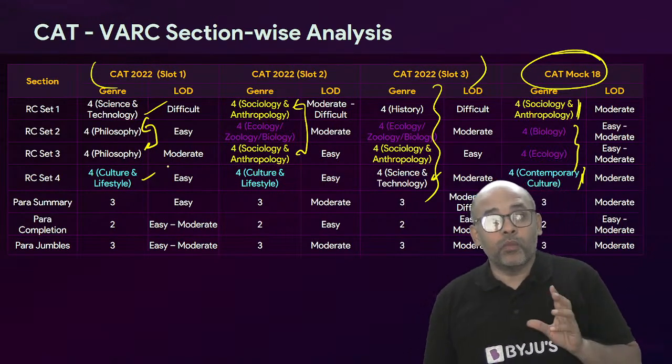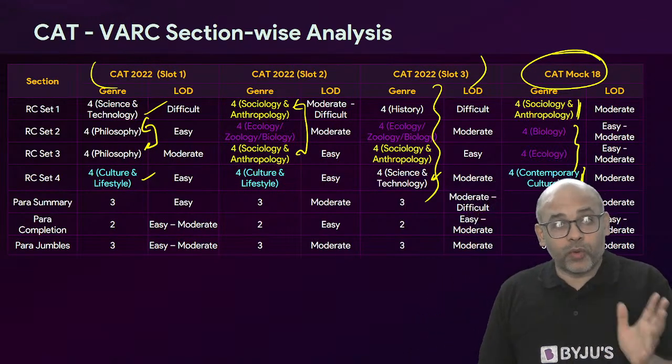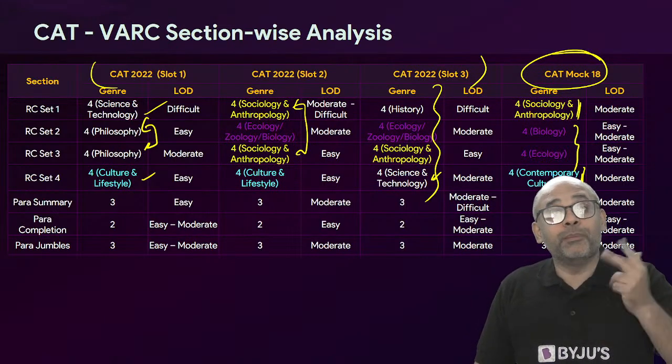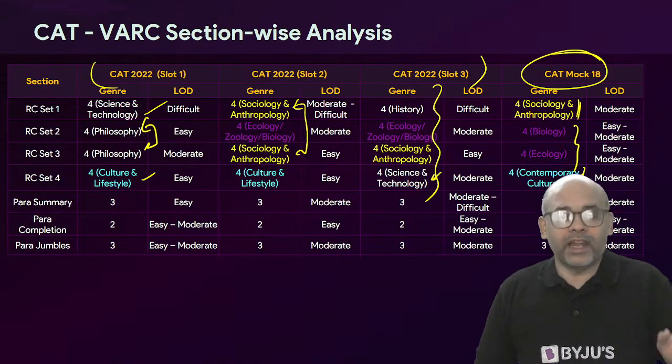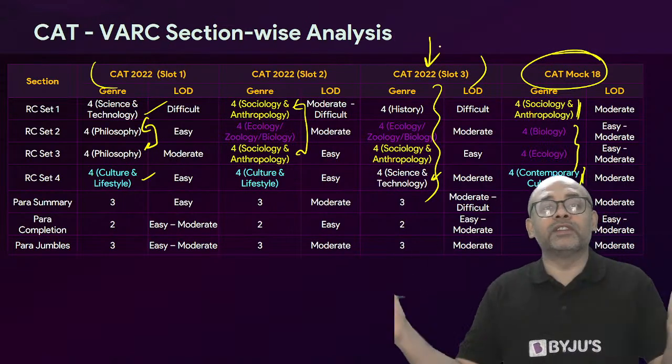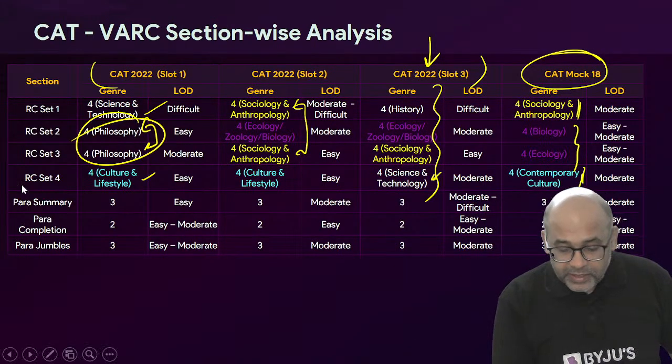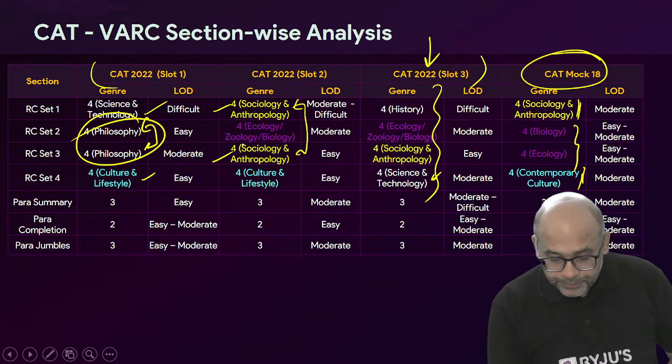So basically, what you can expect based on what we have seen last year is, there could be 1 topic which can repeat. It is possible. Not guaranteed. For example, slot 3, everything was different. All 4 RCs were different topics. Whereas slot 1 and slot 2, there is a repetition here. There is a repetition here.